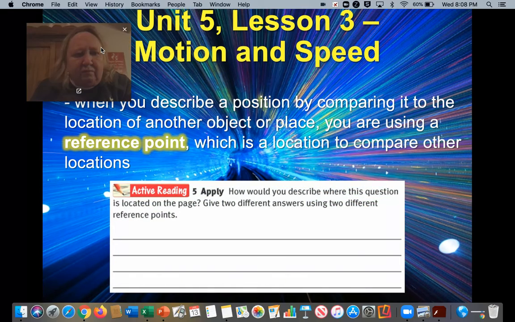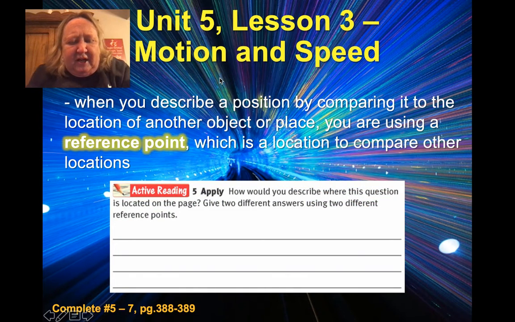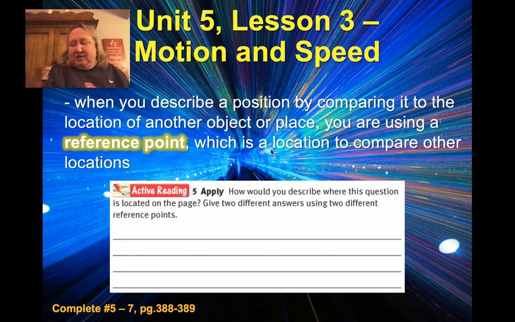Okay. So the next word you need to know, and it's a question a little bit. When you describe a position by comparing it to the location of another object or place, you're using what is called a reference point. And that is a location to compare other locations to. And I know that sounds complicated, but it will become clear here in a little bit.